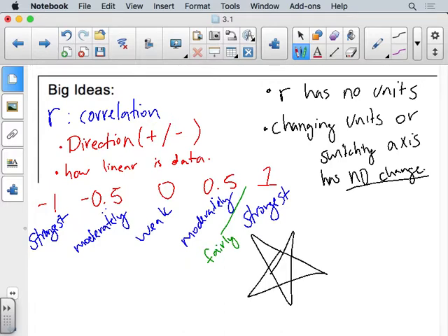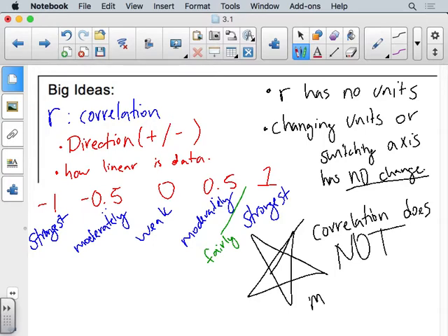Alright, I'm going to put a big star here because they definitely asked about this last one. So correlation does not mean causation. Correlation does not mean causation. Just because I see a correlation between two things does not necessarily mean that there is a causation.